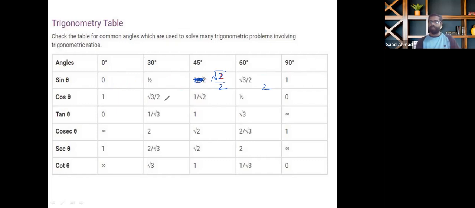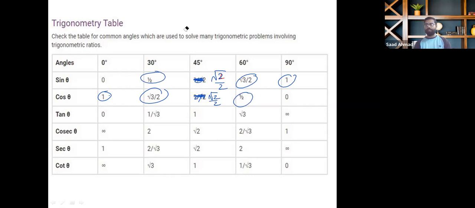Right. Then you just write them in the opposite order. 1, you see, last one goes first. Square root 3 over 2, square root 3 over 2. Then we have square root 2 over 2, and this will also be square root 2 over 2, square root 2 over 2, square root 2 over 2. And 1/2, so 1/2. Okay. Then 0, so it's 0.